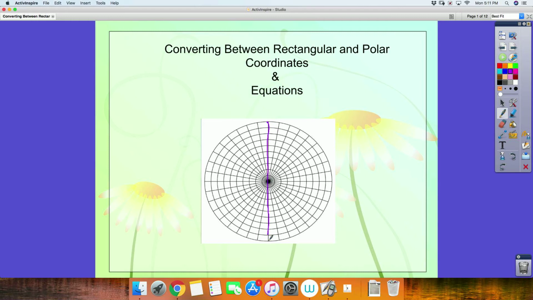of having an x-axis and a y-axis, we measure things based in the radius, or the distance from the origin or the pole, and in theta. And theta is the distance of rotation around the circle that we're following.